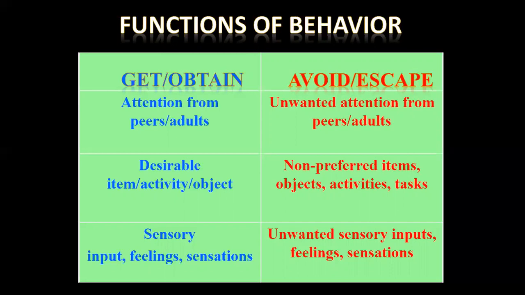They may also be trying to avoid or escape. This is unwanted attention from peers or adults. Do you know that student that when you speak with them, they put their head down and cover it with the hood of their jacket? They might also be trying to avoid or escape non-preferred items, objects, and activities and tasks. This might be that student that starts to engage in physical aggression when presented with a writing activity. They may also be trying to avoid or escape those unwanted sensory inputs, feelings, or sensations. Think about your student that hears loud noises in the cafeteria, and when they do, they elope from the cafeteria without permission.